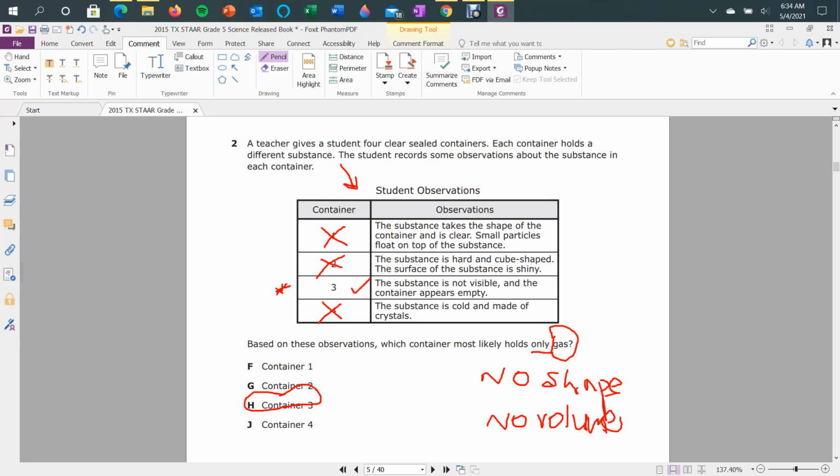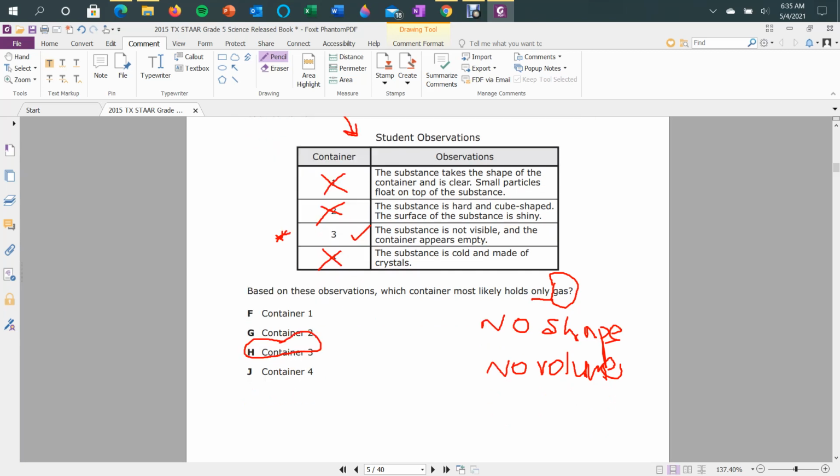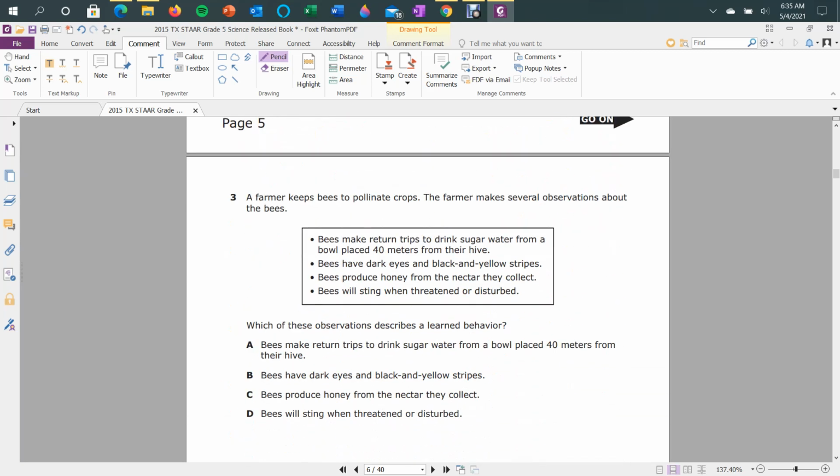Yes, that is the correct answer. See the thought processes. Let's go to the next one.